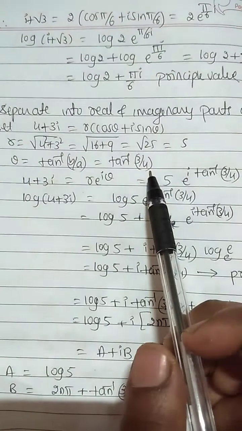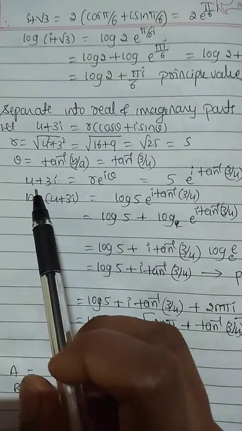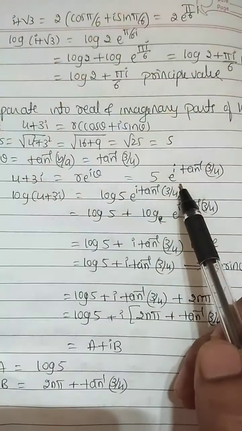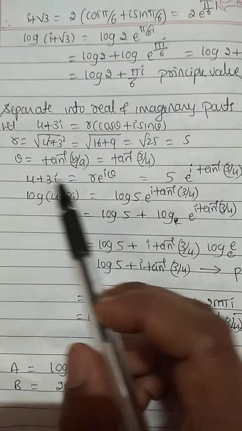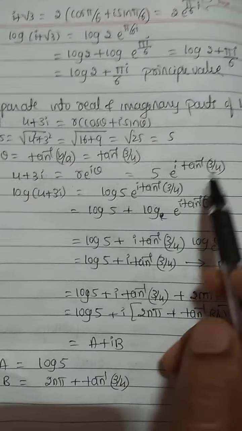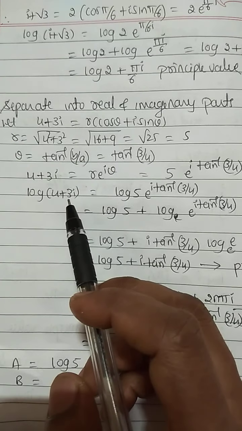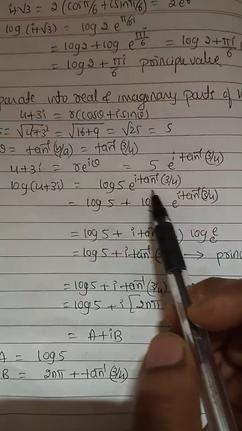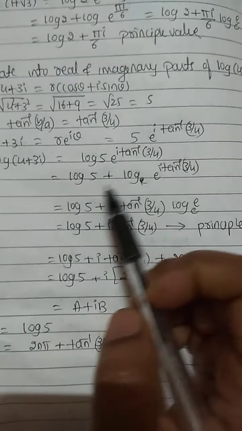Tan inverse of 3 by 4. 4 plus 3i equals r into e power i theta. The r value is 5, and theta is tan inverse of 3 by 4. Log of 4 plus 3i equals log of 5 into e power i tan inverse of 3 by 4.